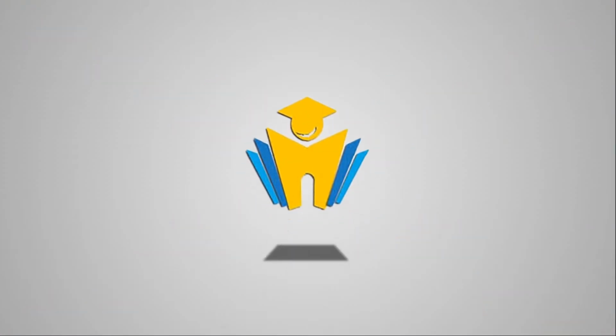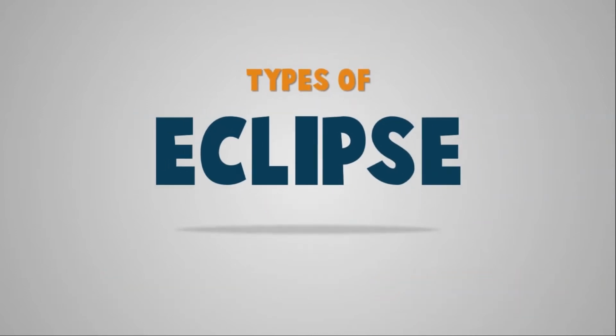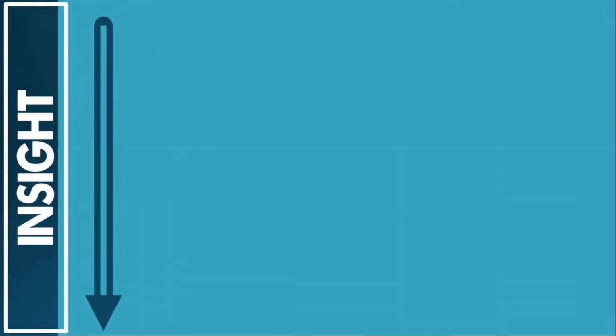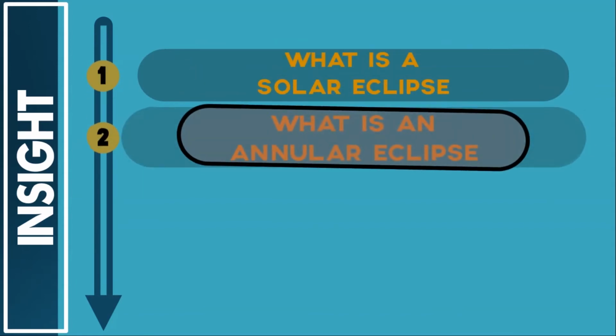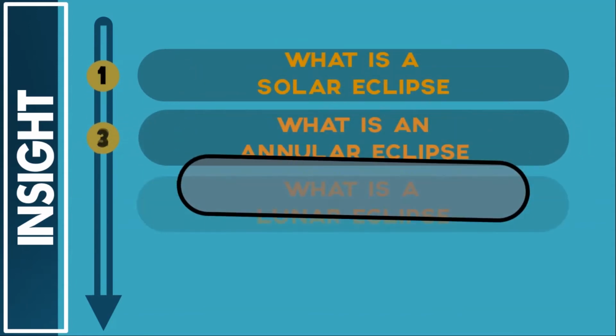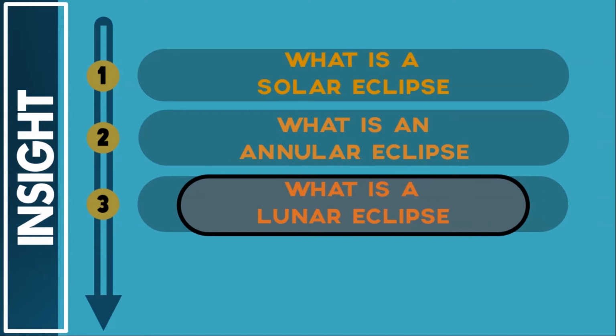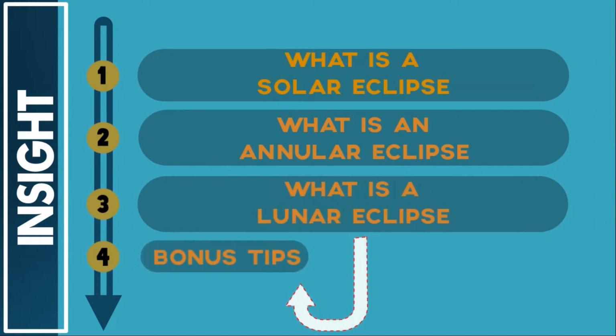This is Z Online School. In this video, you and I will be looking at types of eclipse. We're going to do this in a systematic way, and by the end of this video, you should be able to know what is a solar eclipse, what is an annular eclipse, what is a lunar eclipse, and at the end of this video, we've got some bonus tips for you. So make sure you watch this video till the end to get the maximum value out of it.